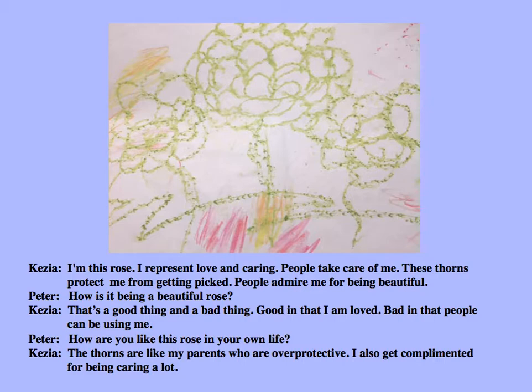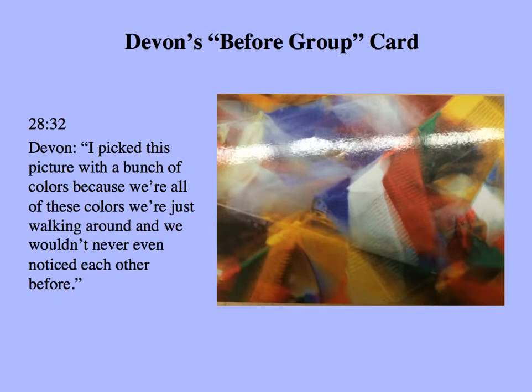And I say, how are you like this rose in your own life? And she says, the thorns are like my parents who are overprotective. I also get complimented for being caring a lot. So what's interesting to me about that is, you would maybe interpret that the thorns were her, right? But no, the thorns in her experience are her overprotective parents, and I would have known that if I had interpreted her thorns differently.